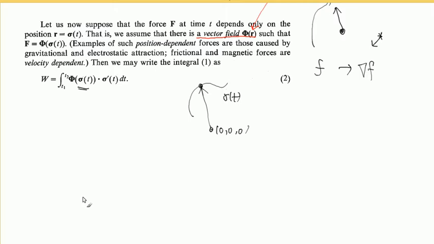Okay? So same thing if the force is varying. It's emphasizing a position dependent force. This is supposed to be position dependent and velocity independent, but velocity dependent forces, friction is a typical example.